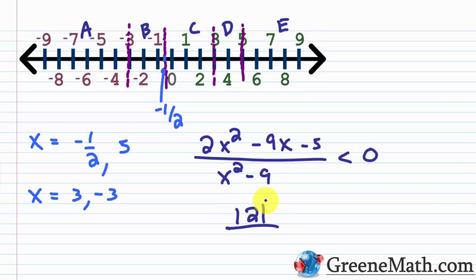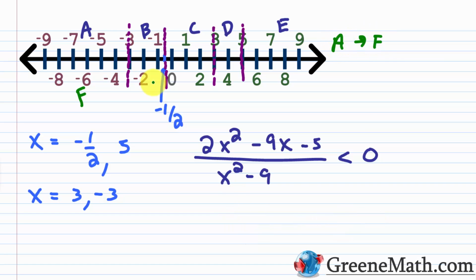Then this is over, if we square -6, you get 36, and then 36 minus 9 is 27. Now, it doesn't matter what this value actually is. Is it less than 0? No, it's a positive number. So in interval A, it's false, because this doesn't work. So we'll put an F in interval A, and this is going to be false.